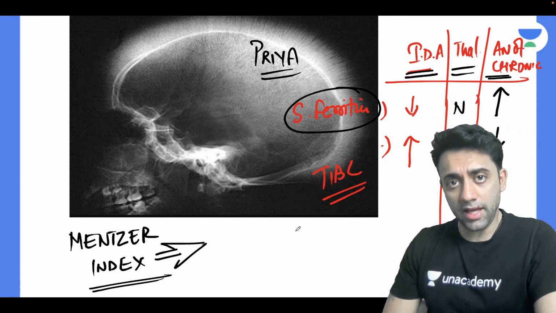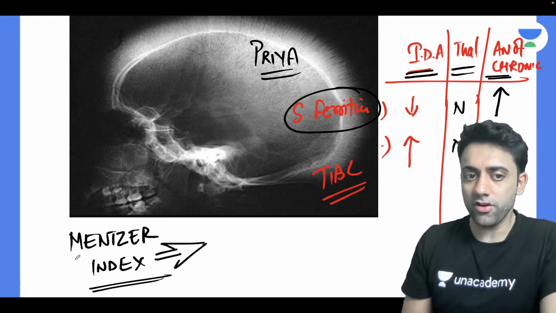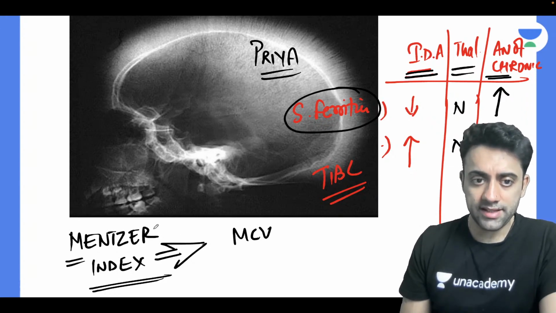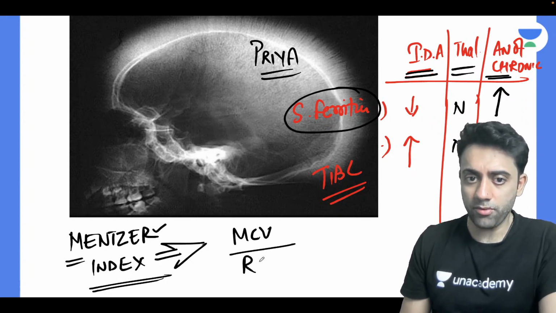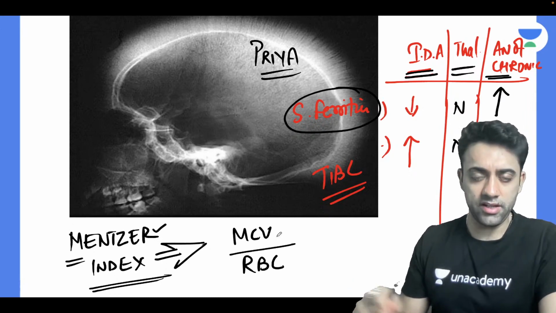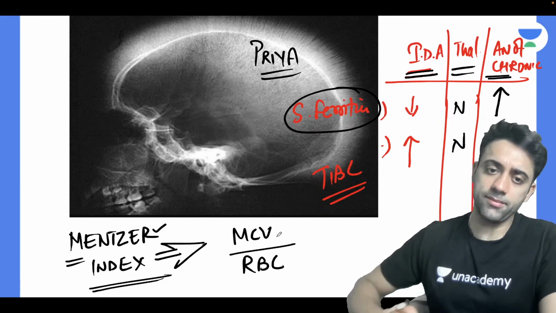For this, I would like to thank Dr. Pancake, one of our students. She told me this point. So Mentzer: M for Mentzer, M for MCV. In Mentzer, what is the last letter? That is R, that is RBC. So MCV upon RBC is the Mentzer index. Remember, M is the first letter, so MCV, and R is the last letter, so RBC.